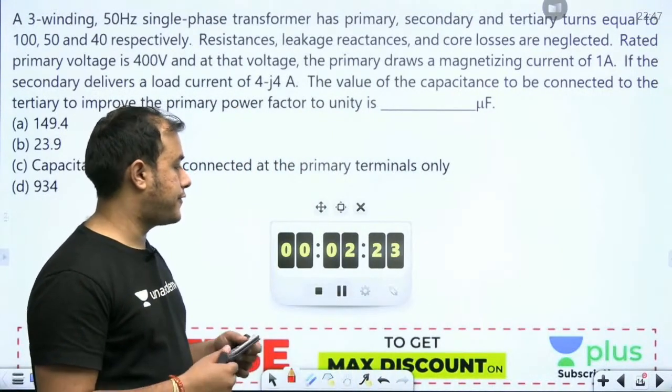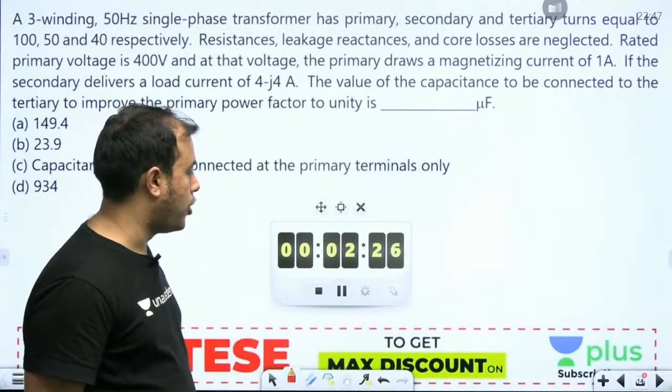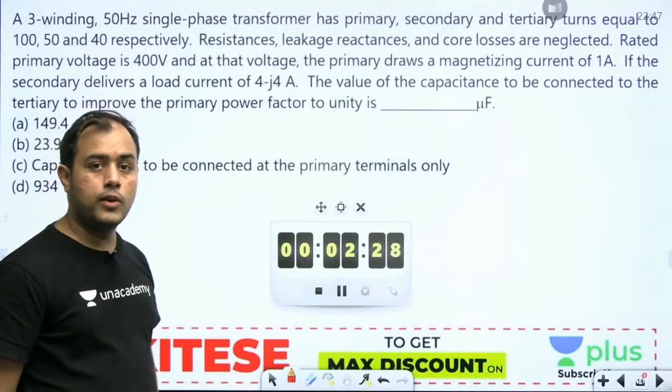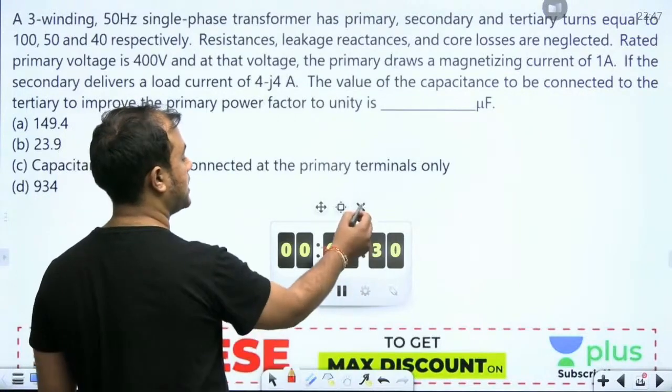Only 8 seconds left. 6, 5, 4, 3, 2, 1, and the time is up.